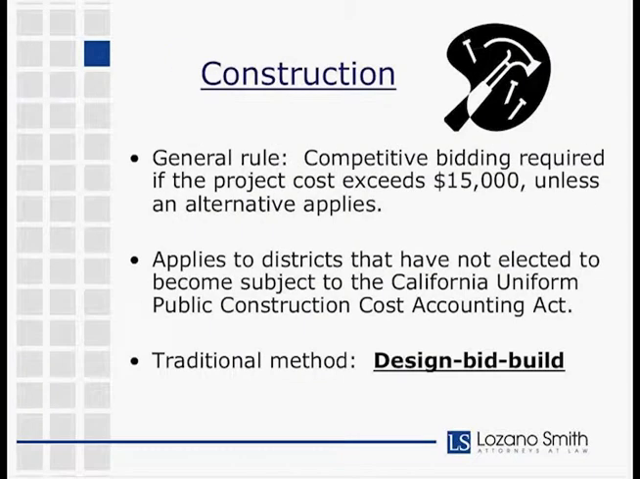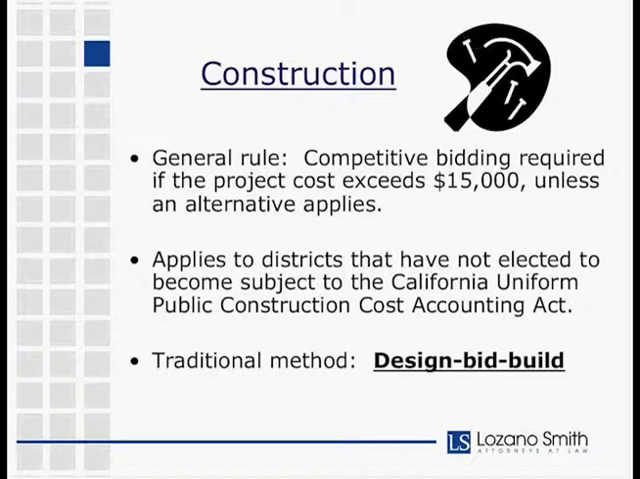Okay, on that note, I'm going to give a brief overview of some of the construction bidding requirements. This is more or less a recap of what we've already covered, and then I'm going to be jumping into alternatives to competitive bidding. So for construction, we already discussed that if a project exceeds $15,000, then it is required to be bid unless an exception or alternative applies.